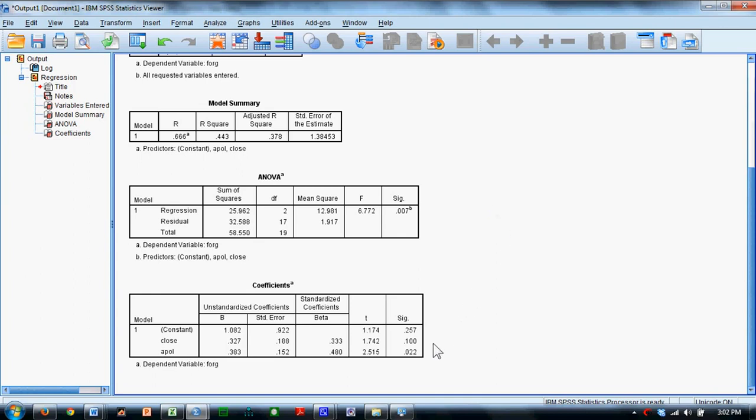Down here, what we see is that we have a B and a beta for each of the two predictor variables. What this indicates to us is that the closeness variable is not a unique predictor, but the apology variable is a unique predictor.